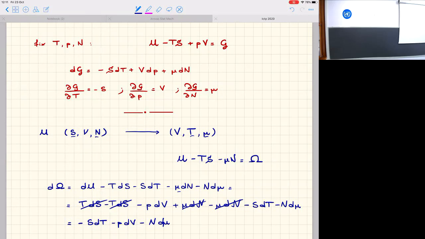Yes. In the expression of omega, we do not write PV because they also exist. Why didn't I write a plus PV? Well, because if I added PV here, then I'm trading volume with pressure. Which means that if I add PV, I am considering a situation in which my free variables are P, T, and mu. But I don't want this. I want V, T, and mu. And V is sitting here, actually.